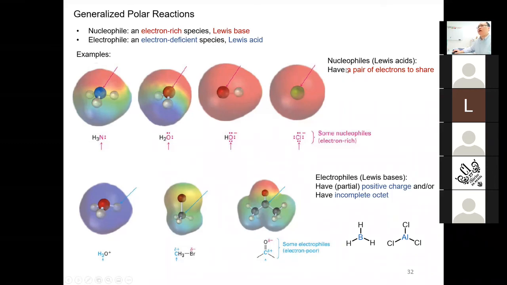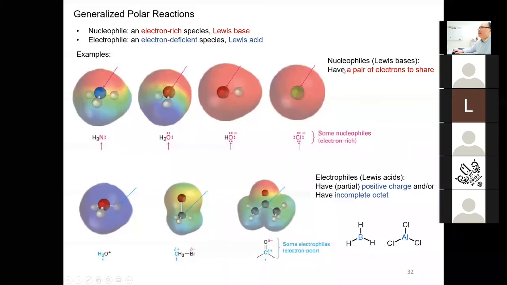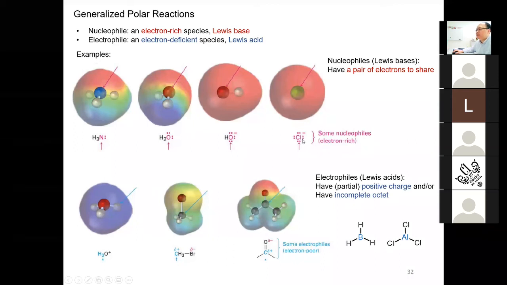Sorry about all these typos. All right. So you can see all these listed nucleophiles have a pair of electrons to share. For example, the chloride anion, right? You have 4 pairs, right?